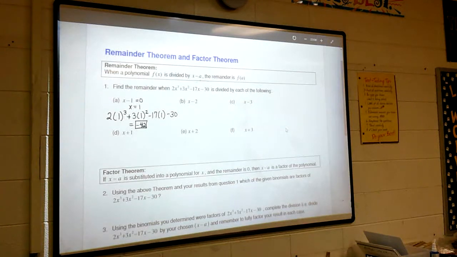So it's very short, just making sure you know the remainder and the factor theorem from the notes today.